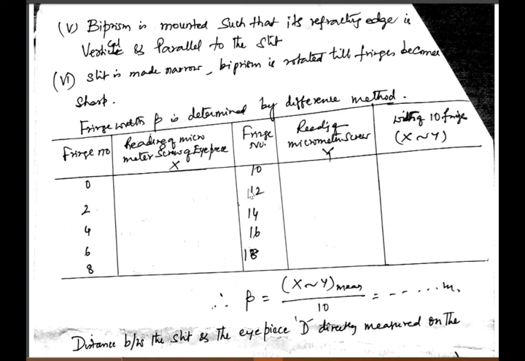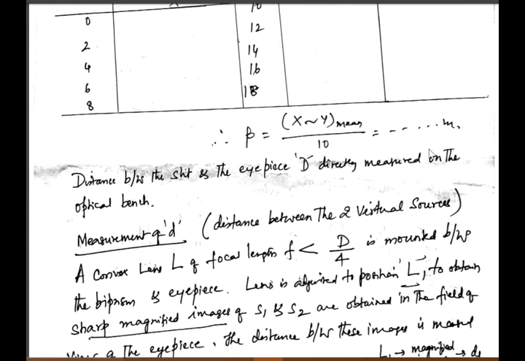So these readings, let us call it as X, and the other readings, let us call it as Y. If you take X difference Y, it may be Y minus X or X minus Y. It will give you the width of 10 fringes because 10 minus 0 is 10, 12 minus 2 is 10, 14 minus 4 is 10. Similarly, 18 minus 8 is also 10. So therefore, this last column, X difference Y, gives you the width of 10 fringes. Therefore, fringe width beta is the mean value of X difference Y, divided by 10, which will give you the fringe width beta in meters.